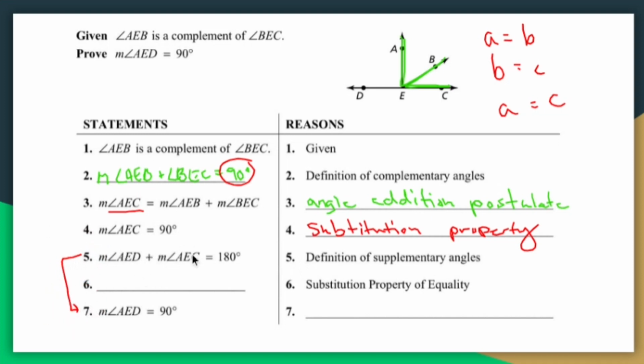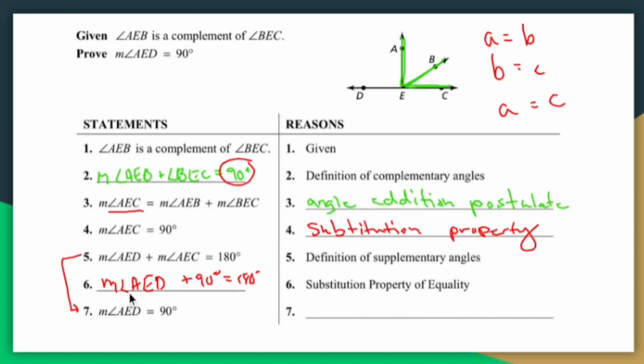Now, if I just said something about AEC equaling 90 degrees, and I see AEC appear and I don't want it to be there anymore because it's now gone in step 7, why don't I just replace AEC with 90? The measure of angle AED plus 90 equals 180 degrees. Now, that is substitution because I substituted 90 for AEC.